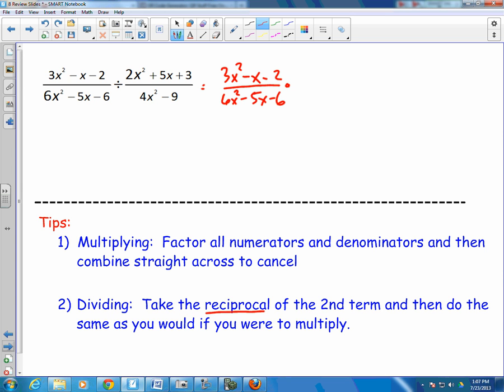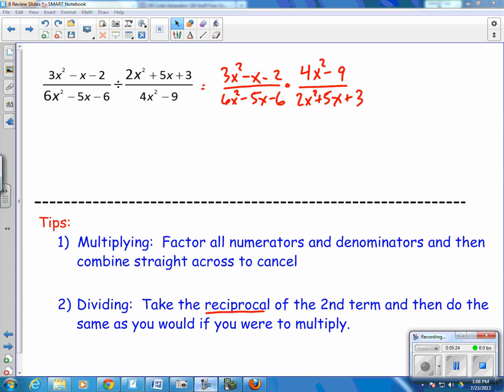But I'm not going to divide anymore. I'm going to multiply by the reciprocal. When you divide fractions, that's essentially what you're doing. So if you understand dividing fractions, which you may or may not, then you know that's how you do it. Now I'm going to factor all pieces, and then I'm going to see what reduces.